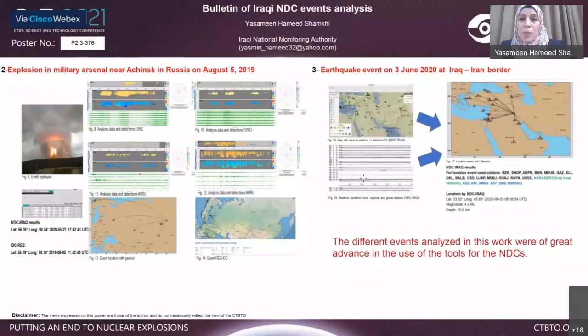In this analysis, we used the tools of SeisMo-P3 and view tool with data from seismic stations and from the IRIS network, IMS, and local stations in Iraq. In addition, we included real-time stations through SeisMo-P3. The different event analyses were a great advance in the use of the tools for the NDCs. Thank you very much.